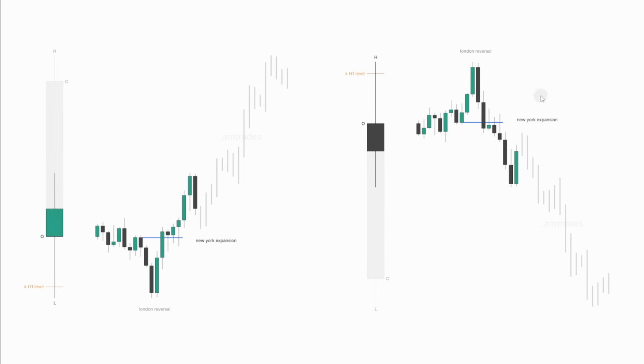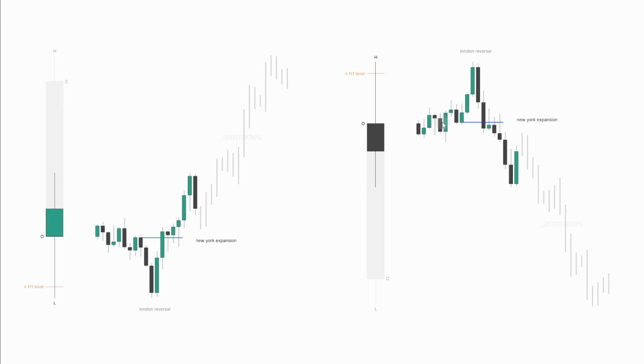We have the same idea occurring here, but with a bearish London reversal profile. Again, we would already have the expectation that the daily candle will expand to the downside. Going into New York session, we would look back at London for the framework to determine the daily profile.